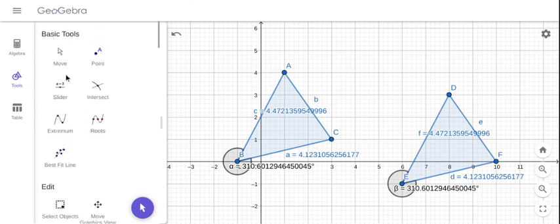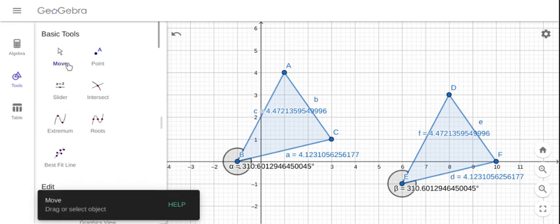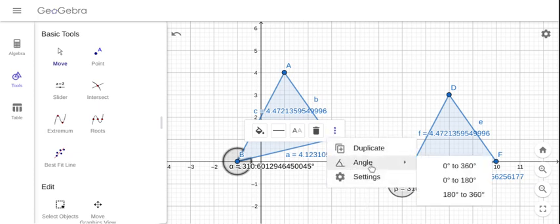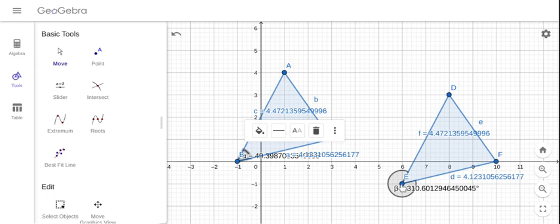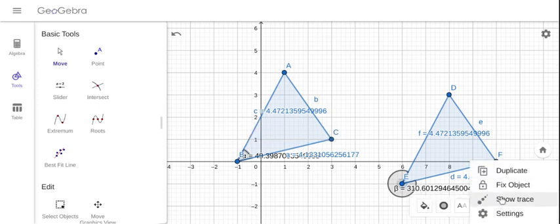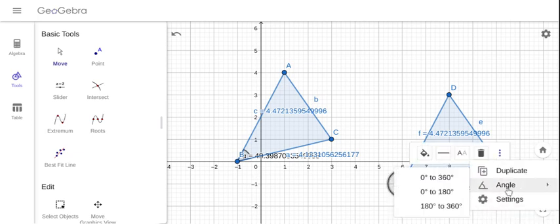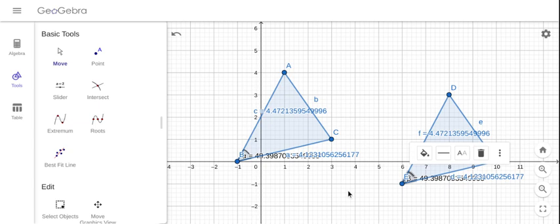So for those who know the rule for the external and internal angles, if the external angles are exactly the same, I'm sure the internal angles will also be the same. But just to be sure, let me go ahead in the settings and do 0 to 180 measure of the angle, and that gives me the internal angle for this triangle. And as you can see, both the angles are 49.